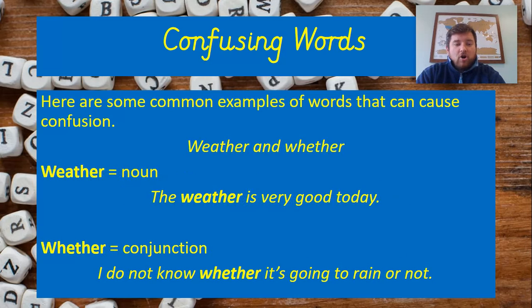Here are two more homophones. We've got weather and whether. Weather spelt W-E-A is the weather outside. It is a noun. The weather is very good today. Whether spelt W-H-E at the beginning is a conjunction, a subordinating conjunction. I do not know whether it's going to rain or not.